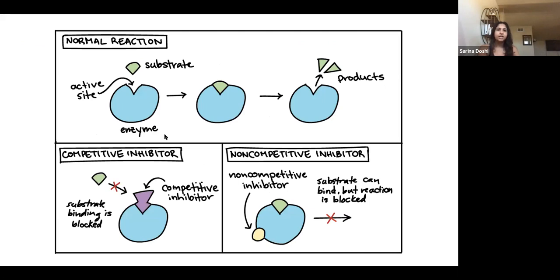So here you can see a normal reaction, where this right here is your active site. The substrate will bind, something will occur, and the products will be released. Here we have a competitive inhibitor. The purple molecule is your inhibitor, and now the substrate cannot bind. And then we have a non-competitive inhibitor. The inhibitor will bind somewhere else onto the enzyme, and the substrate can bind, but the reaction just won't proceed normally. That's because the binding of the inhibitor will change something within the enzyme that messes it up.